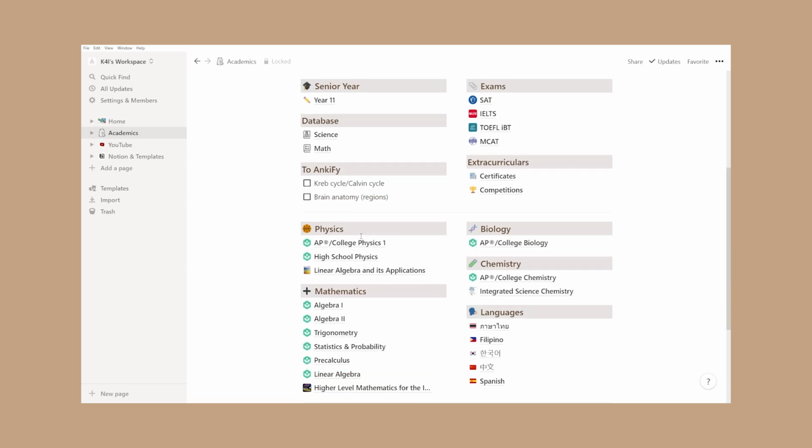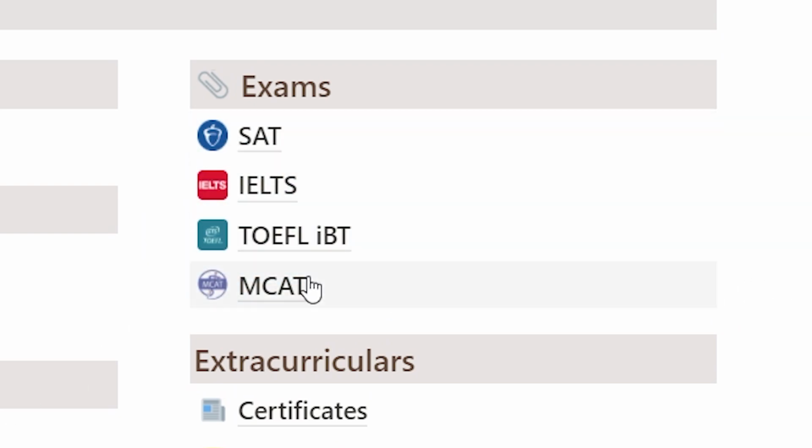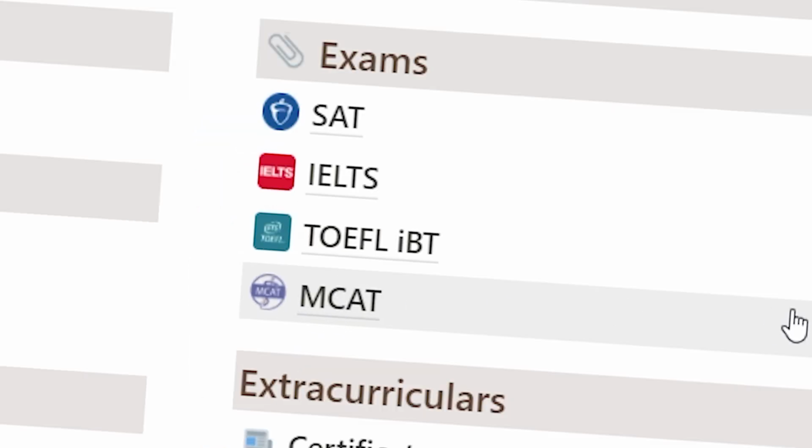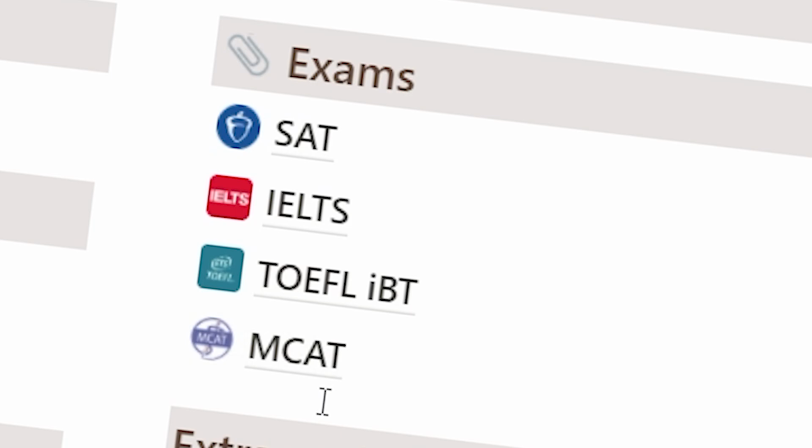Next up we have my exams category. Here I made separate pages for different exams that I need to take in the future. Don't ask me why I put MCAT, I just thought the logo looked pretty cool and that it would kind of make it look coherent. Okay, I'm sorry, never mind, I will delete it later.